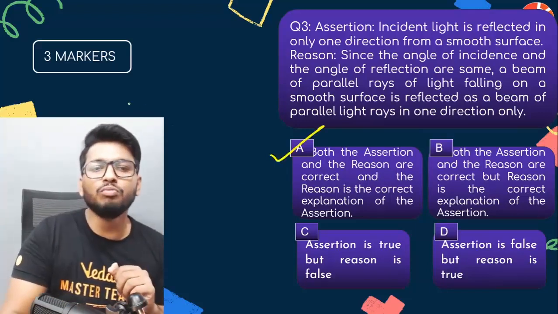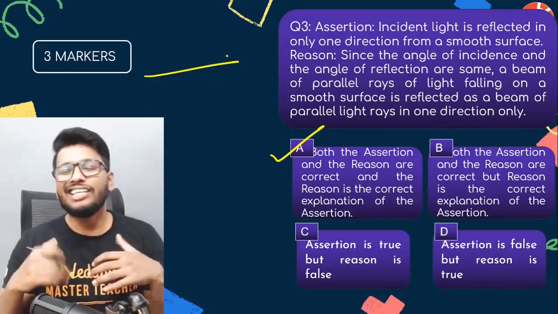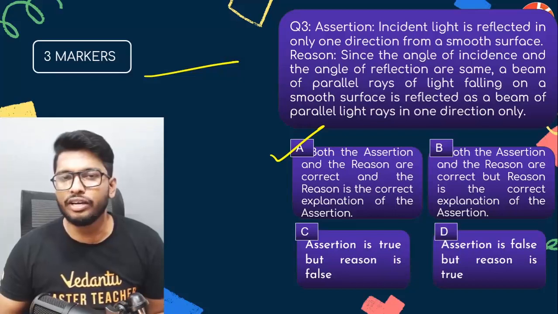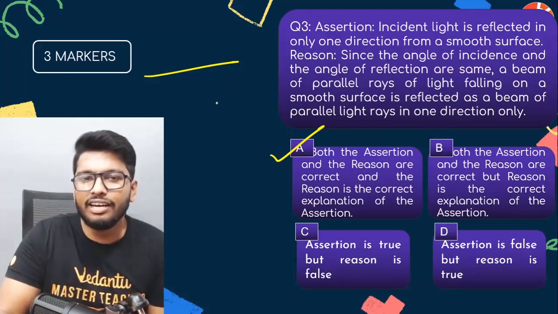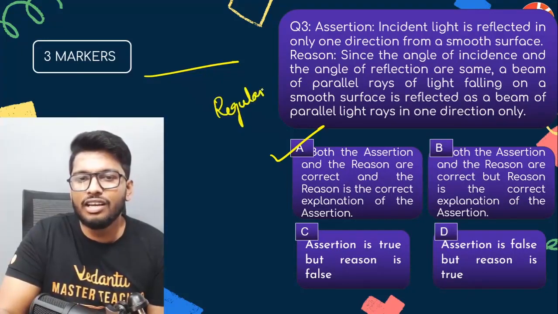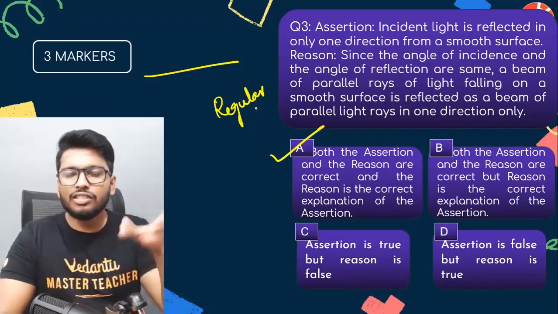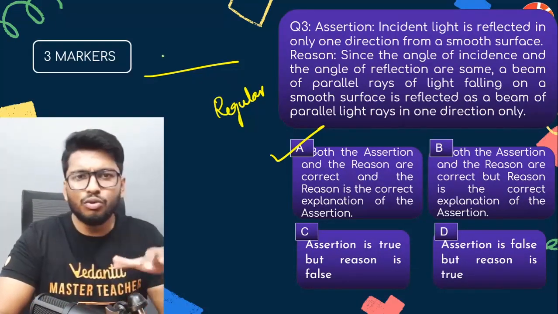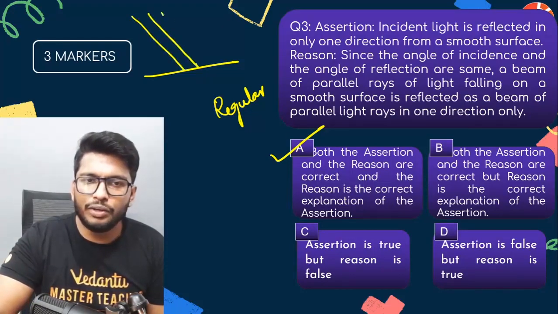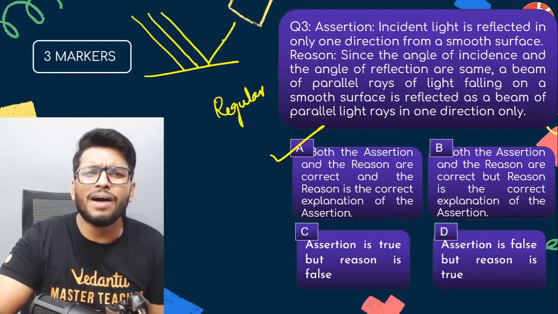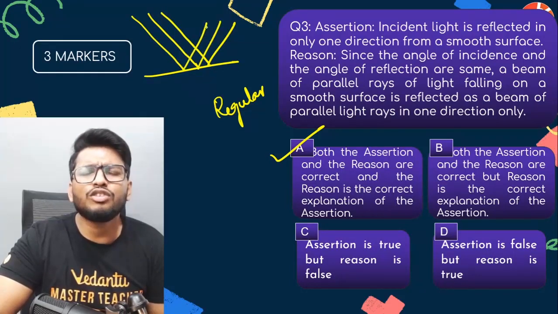Because guys, if you have a smooth surface, the type of reflection that happens over here is called regular reflection. I'm pretty sure you remember this from your lower grades. You would have studied regular reflection and diffused reflection. This is regular reflection. Why? It's a smooth surface. So if there are a few rays of light parallel to each other, after reflection also they'll be parallel to each other, because of the smooth surface.